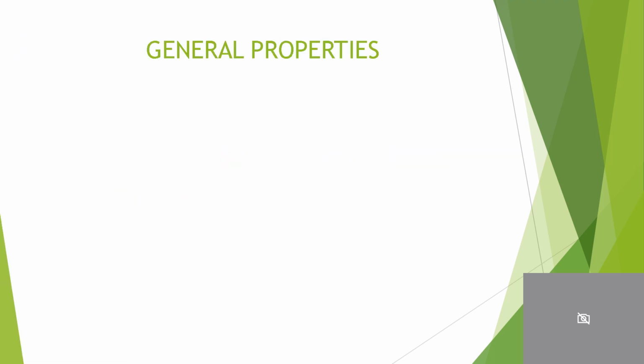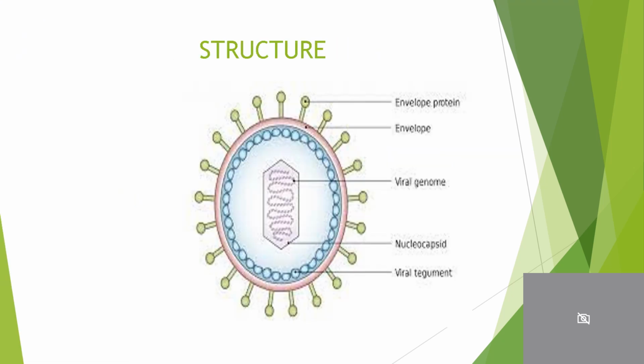So let's talk about the viruses and their general structure and properties. First of all, we have the structure of the virus. There are certain viruses which are enveloped and the others are non-enveloped. What is this envelope made up of? This envelope is made up of basically envelope protein. One of the major examples of envelope proteins is your COVID-19 virus. It has spike proteins on its surface. Everybody is aware of it.